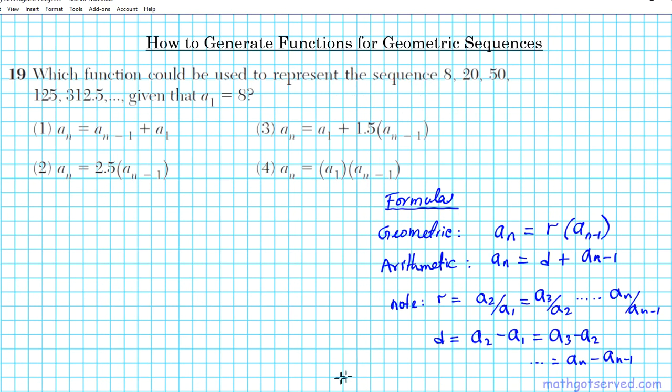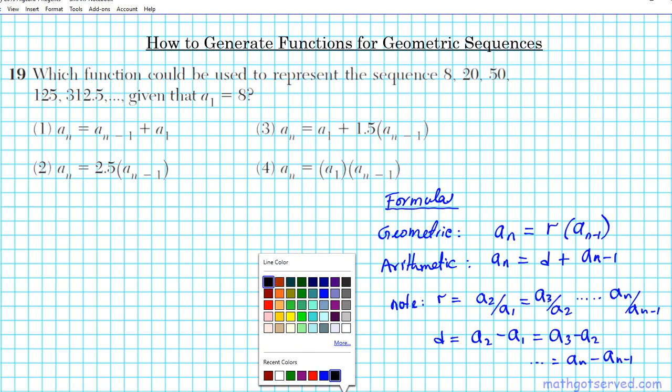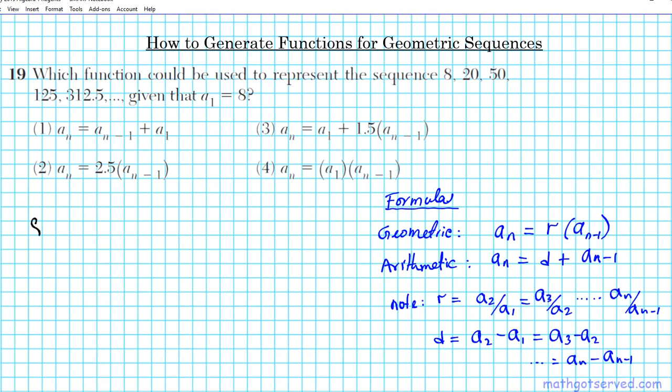The question is, is this sequence geometric or is it an arithmetic sequence? Alright, so all we have to do is see if we have a common ratio or a common difference, then we'll know for certainty if it's arithmetic or geometric. Alright, so we're going to start by testing it to see if it's arithmetic. So arithmetic test. We're looking for a common difference.